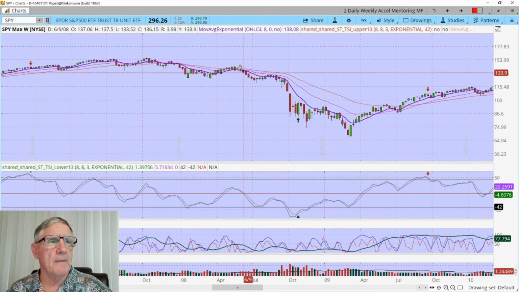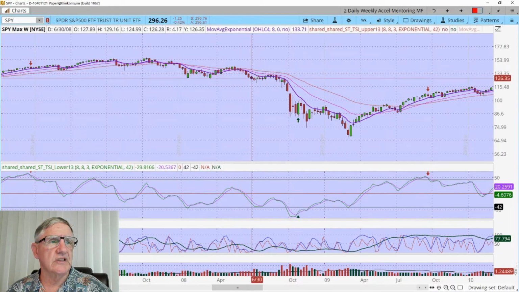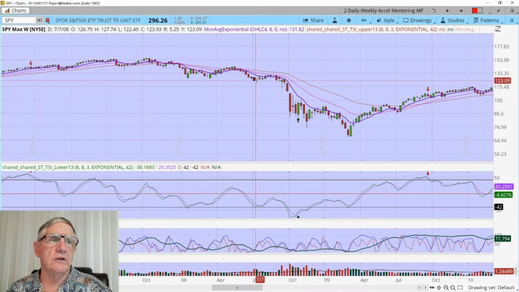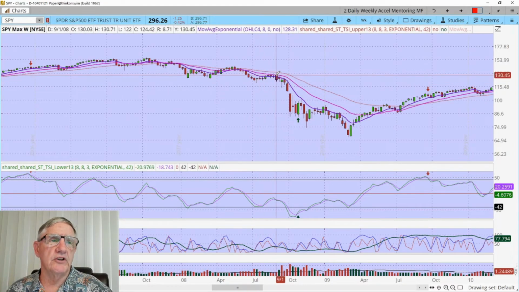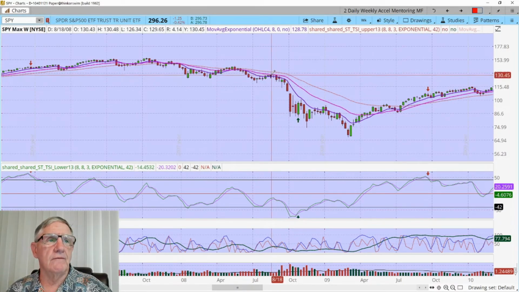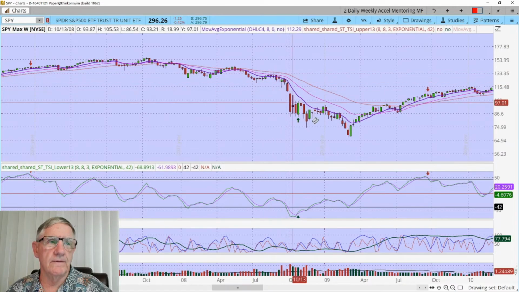It dropped for 1, 2, 3, 4, 5, 6, 7, 8 weeks. And then what did it do? After the 8th week, it reverted to the mean, the 20-week moving average. Then once it hit that mean, it fell from there.